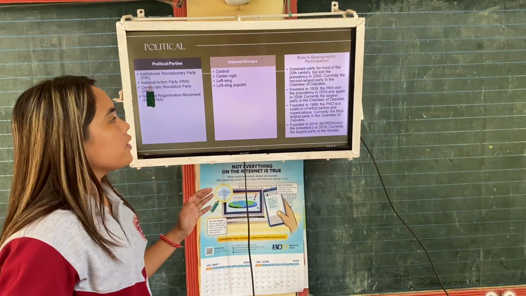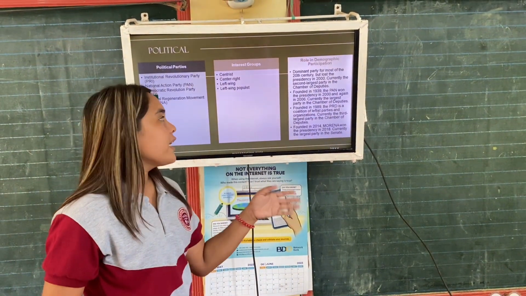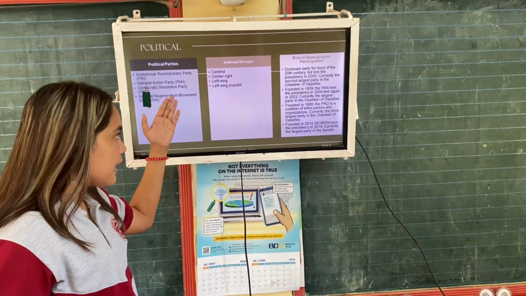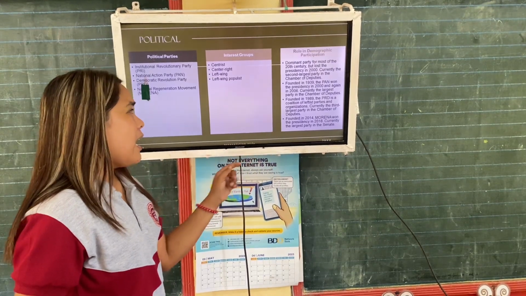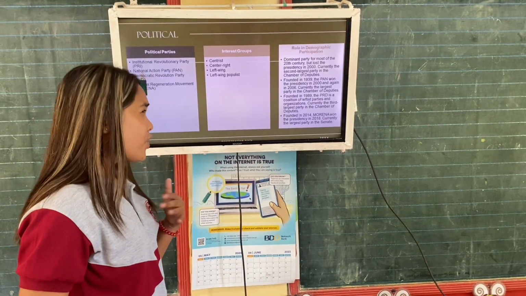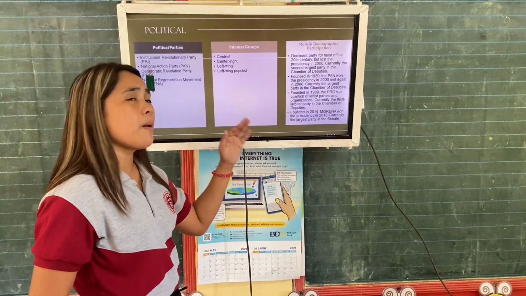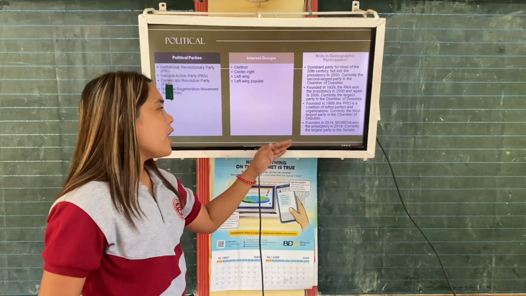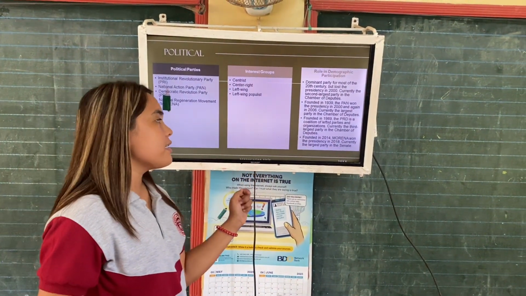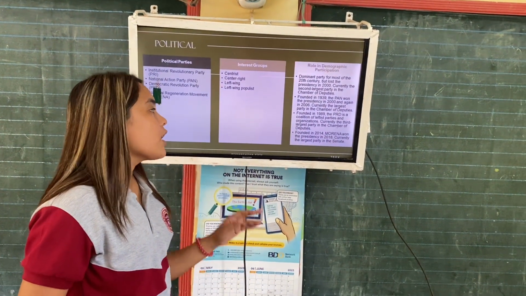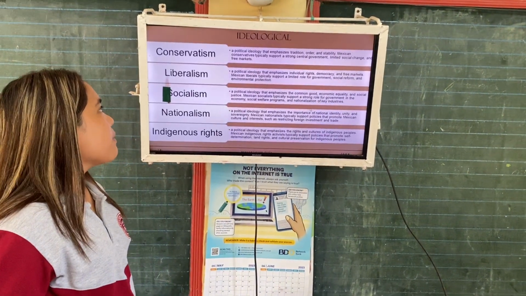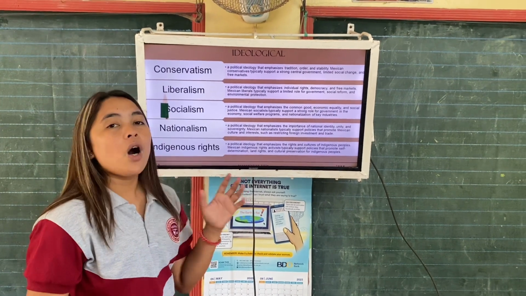And then next, founded in 1989, the PRD, or the Democratic Revolution Party, is a coalition of leftist parties and organizations. Currently, the third largest party in the Chamber of Deputies. And last, founded in 2014, the Morena won the presidency in 2018. Currently, the largest party in the Senate. And then, let's move on to the ideological aspects of Mexico.